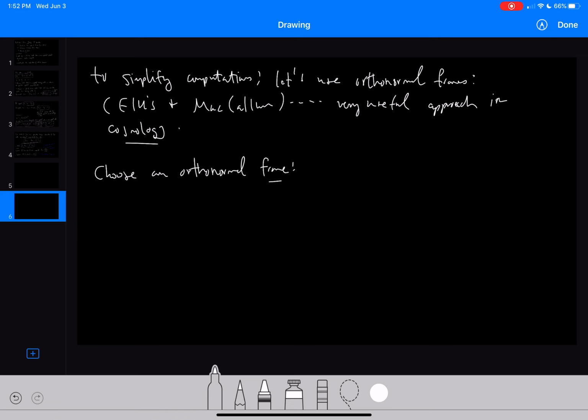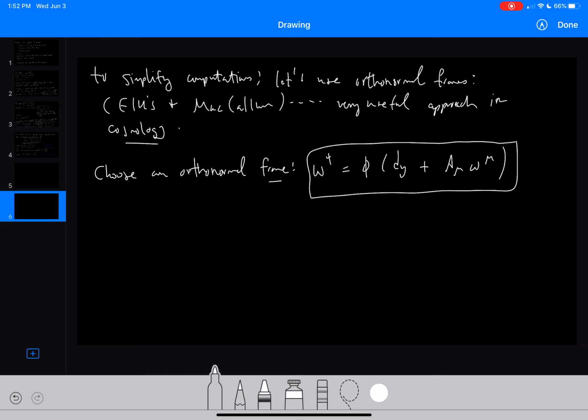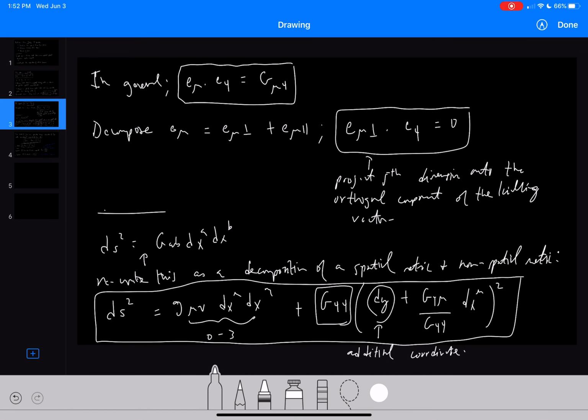In particular, let's call that orthonormal frame omega 4, equal to phi dy plus A mu, and then we'll have another differential form there, omega mu, okay? And actually, my choice for this orthonormal frame is very much motivated by the form of the metric here. If you look at this portion of the metric, you can read off more or less what type of differential form you want to use. So that's the orthonormal frame that you want to use.